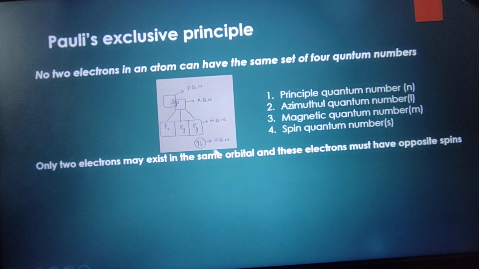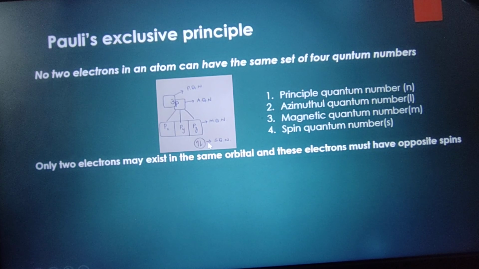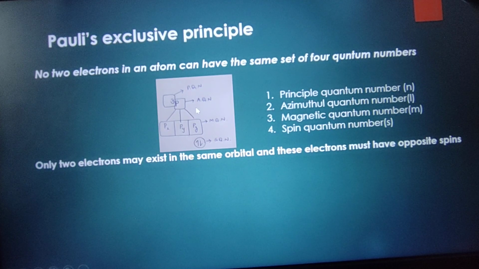And if we compare the spin quantum number for the electrons present in the pz orbital, one will have plus half and another will have minus half, meaning they will not have exactly the same quantum numbers. They may have the same principal quantum number, same azimuthal quantum number, same magnetic quantum number, but they differ in spin quantum number. So we cannot have all 4 quantum numbers the same for 2 electrons.